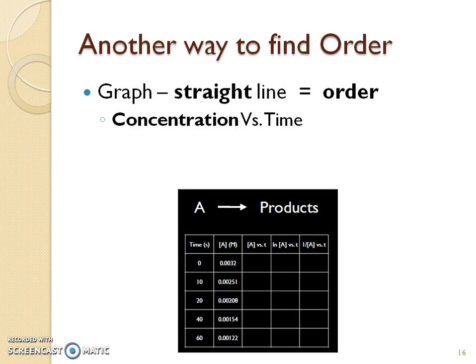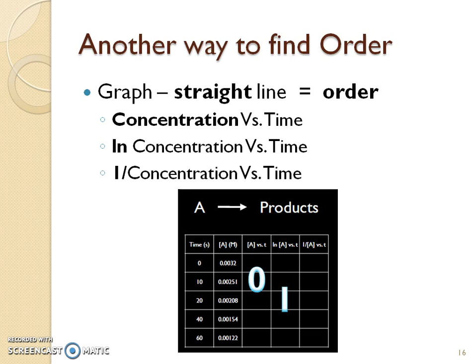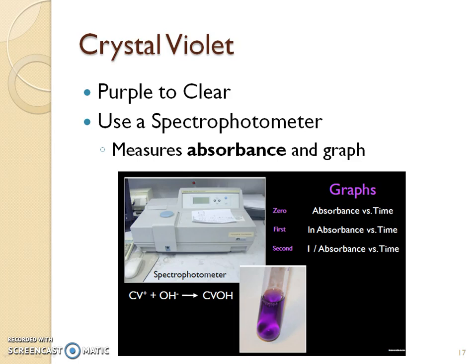So for instance, if you just graph concentration versus time and get a straight line, it's considered 0 order. If you graph natural log of concentration versus time, it's considered first order. And if you graph 1 over concentration versus time and get that straight line, it's considered second order. So this is going to be really important.